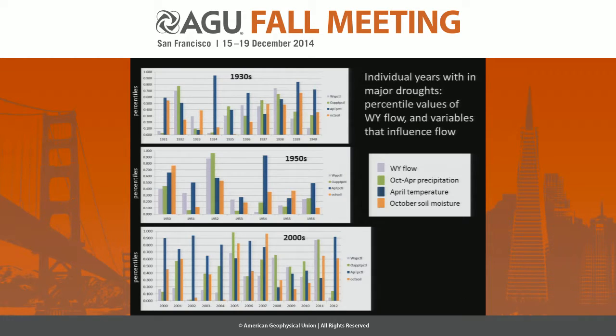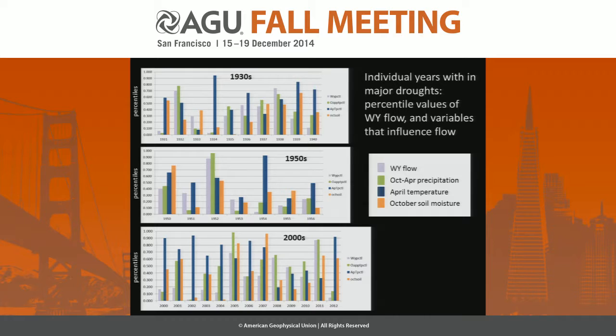These are looking at a few of these droughts individually year by year, so 1930s, 1950s, 2000s. The individual years, there's a set of bars for each year. The purple bar is the water year flow, the green is the cool season precipitation, the blue is the April temperature, and the orange is soil moisture.